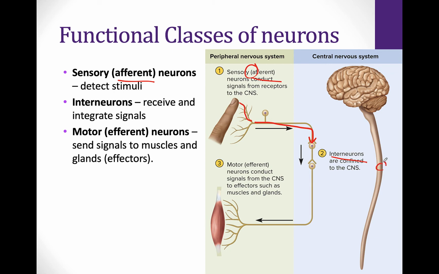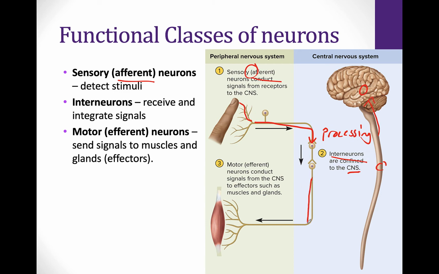Interneurons are either in the spinal cord or in the brain, so they're only in the central nervous system. And interneurons are for processing. If it's a really quick reflex, it might get processed very quickly in the spinal cord and then sent right back. If this is a thought that needs a little bit more processing, it might go all the way up to the brain to be processed.